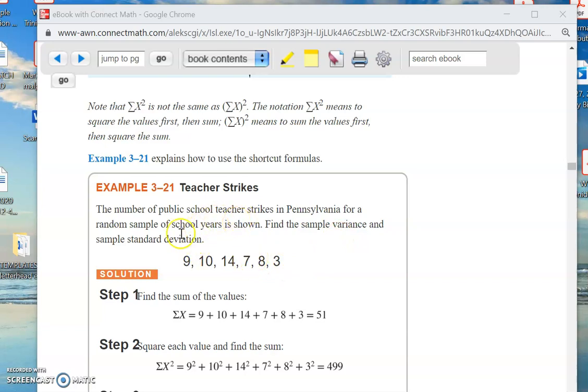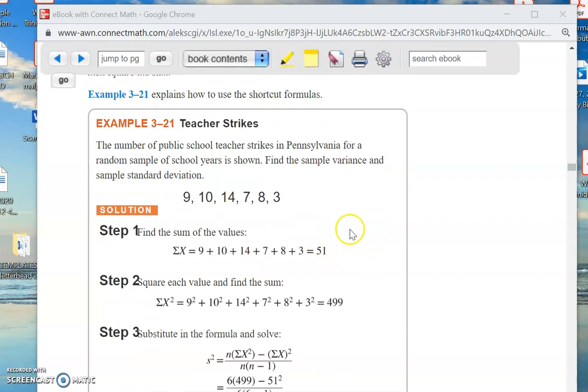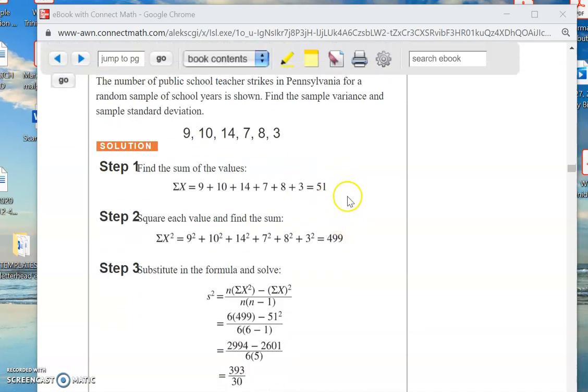The number of public school teacher strikes for a certain number of school years, 1, 2, 3, 4, 5, 6, for 6 years, okay, is shown below. We want to find the sample variance. So we've sampled, it's a random sample of school years. We've sampled 6 out of however many, okay? Find this sample variance and standard deviation.